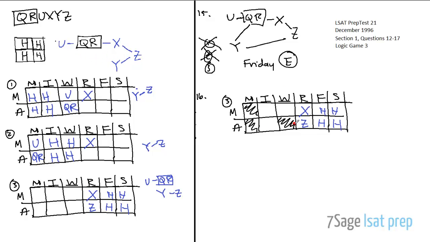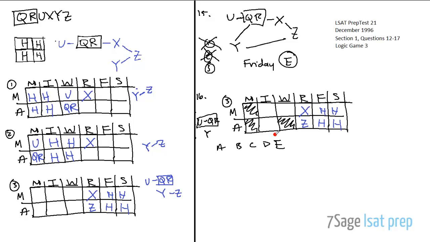So U has to come before QR. That's a rule. And then Y, as long as it comes before Z, which it's always going to, is fine, right? Okay, so if this is the case, then what must be true? Oh, they're asking us what must be true. So it's likely that we're not even going to have to use this.